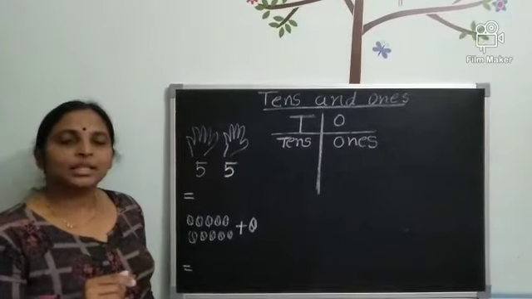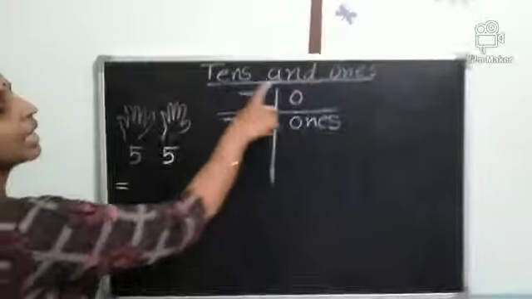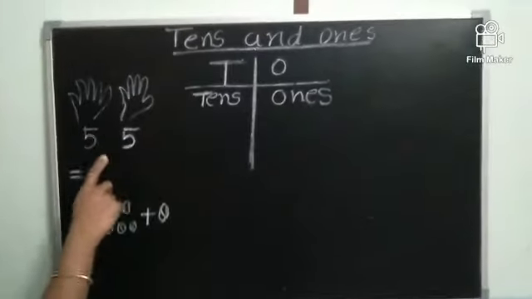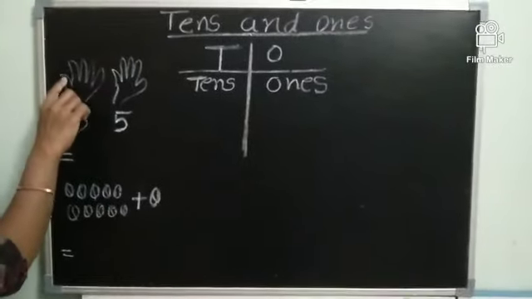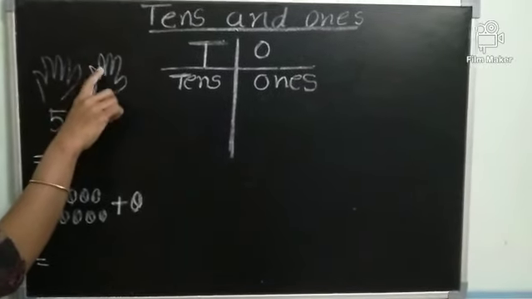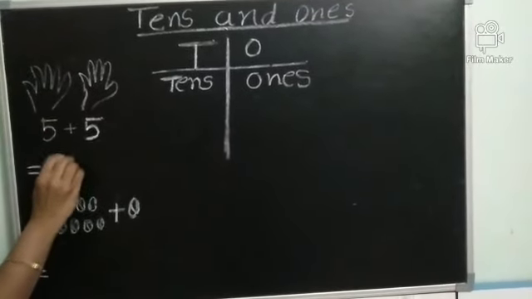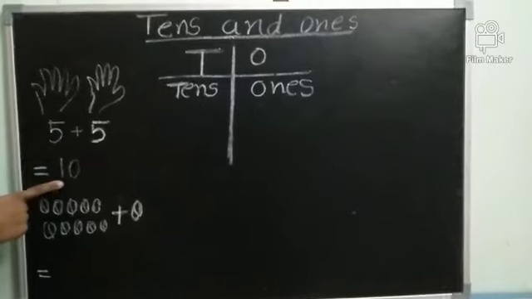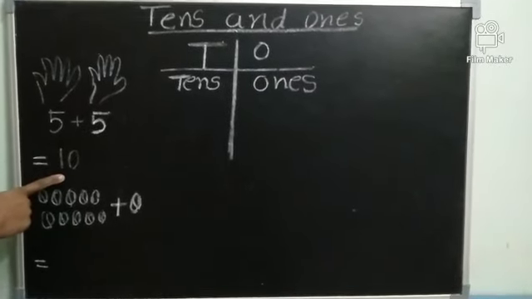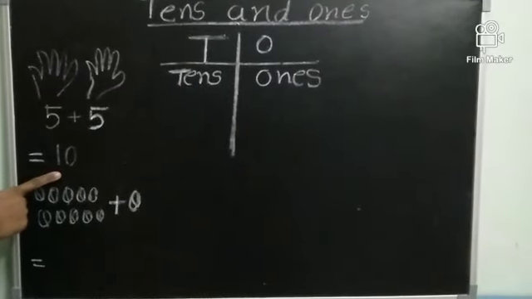Today, let's learn ones and tens. Tens and ones I have mentioned here. So, here are five fingers. 1, 2, 3, 4, 5, 5. 1, 2, 3, 4, 5, 5. 5 plus 5, total 10 fingers. Number 10 is the first 2 digit number.